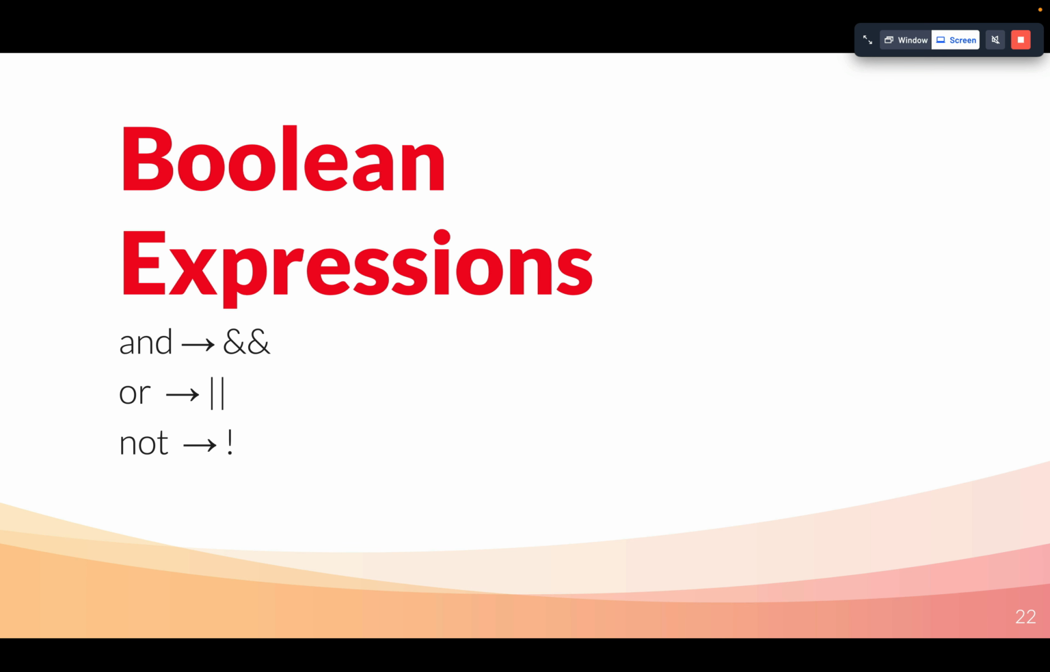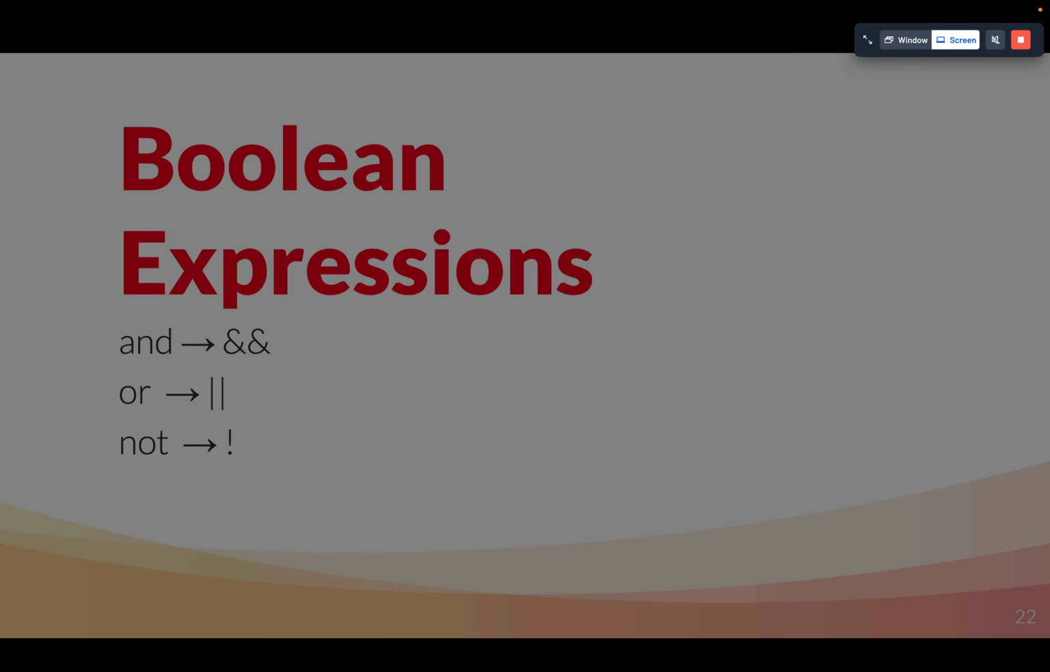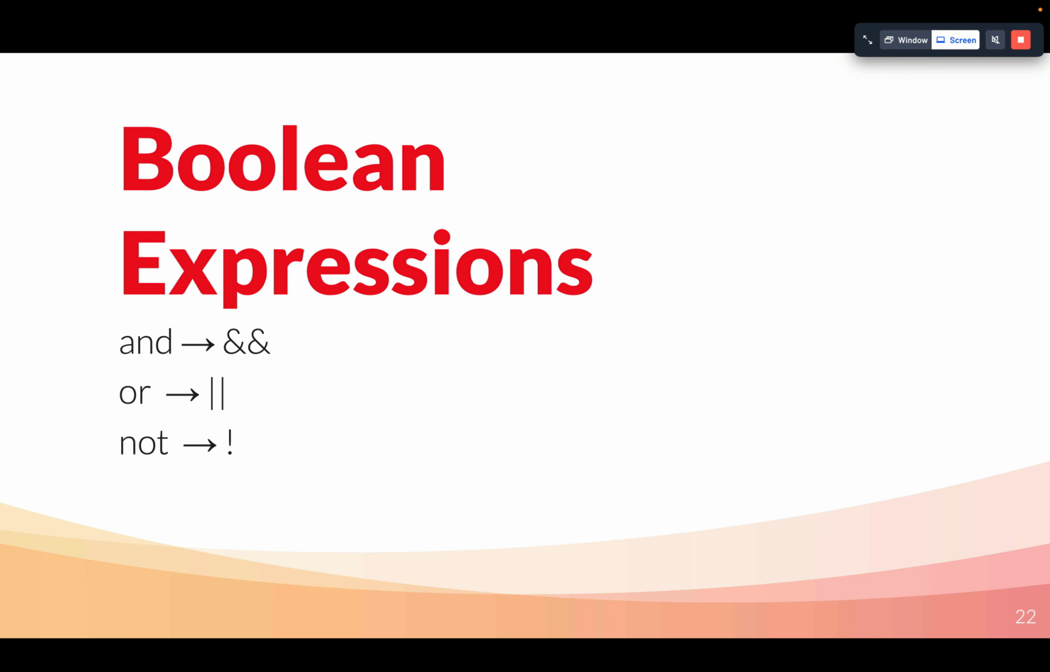And then not is an exclamation point. So exclamation point means not. If you want to reverse a false to a true or true to a false, use an exclamation point. So I should have had an example here. This is how we do and, or, and not, these symbols. I respect that Python shows very readable words, but real programmers for the past 50 years have used these symbols to mean these things. So catch up.